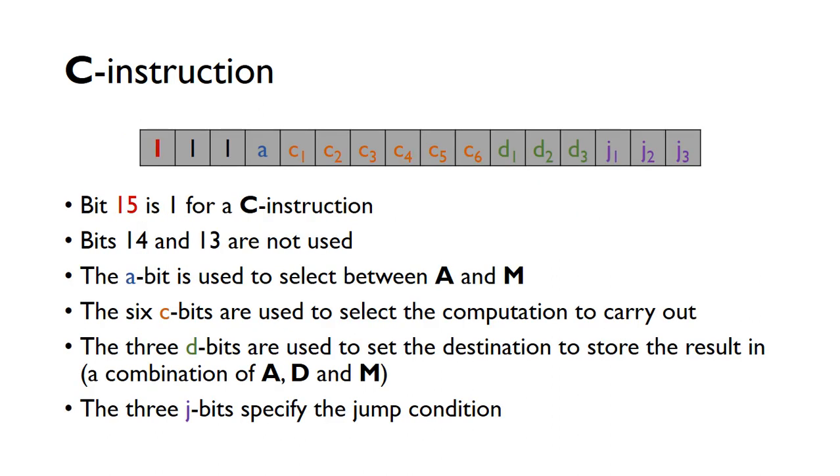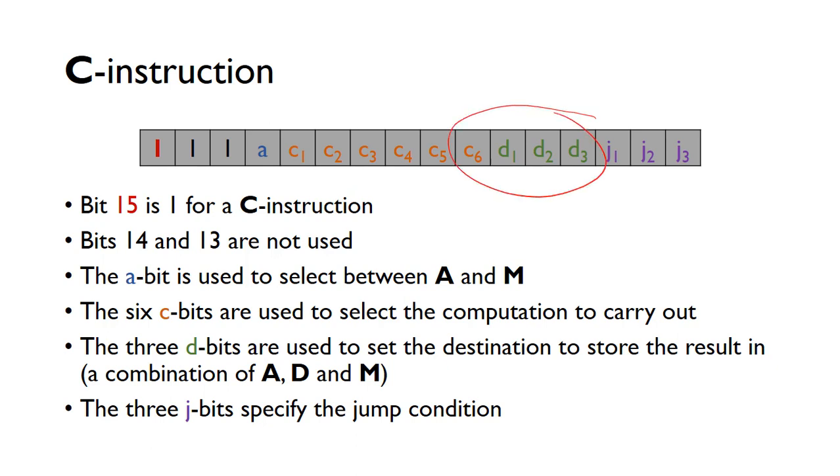So the actual format for this instruction: bit 15 is now a 1. When we see bit 15 as a 1, we know that's a C instruction. Bits 14 and 13 are not used, so they're just set to 1. Then the A bit is used to select between A and M. For some operations, one of the inputs will be A, and for different operations, one of the inputs will be M, and whether it's A or M depends on the A bit. The actual computation done by the ALU is specified by the 6 C bits.